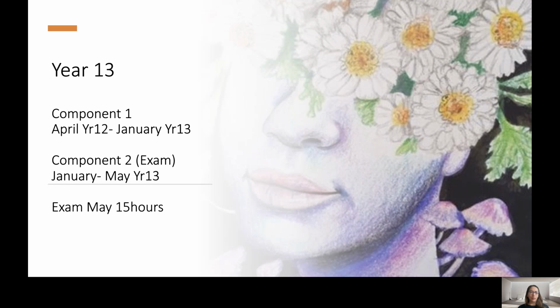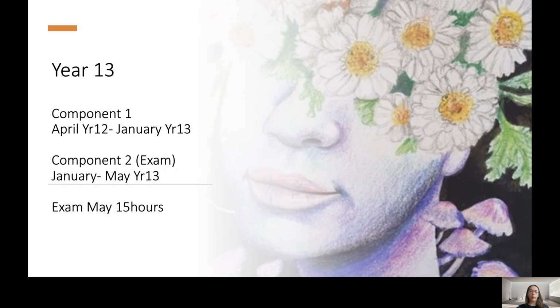Component 2 is the exam unit, that runs from January to May of Year 13. And during that unit of work, students will be given a starting point by the exam board, and then they're able to use that as a launch pad to then again develop into their own body of work. And in May, that component is then concluded with a 15-hour exam where students are off timetable for 3 days.